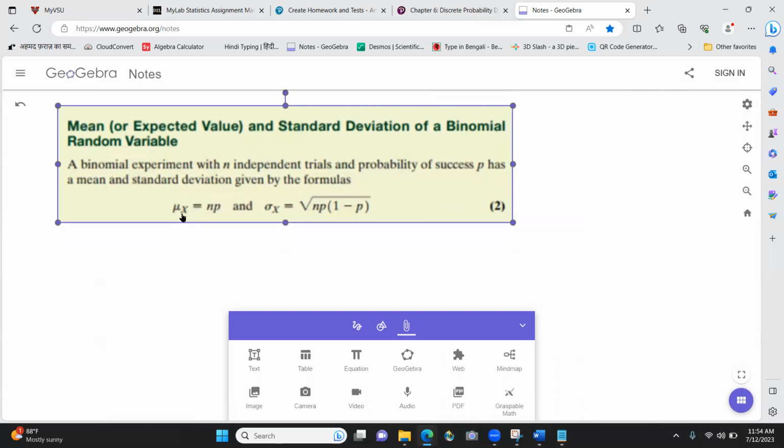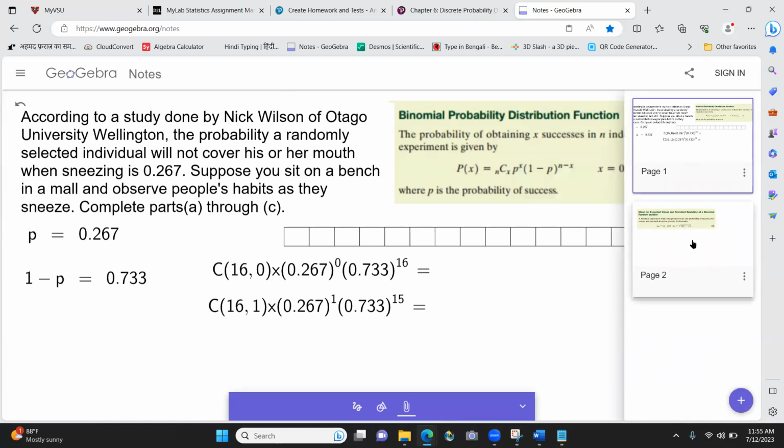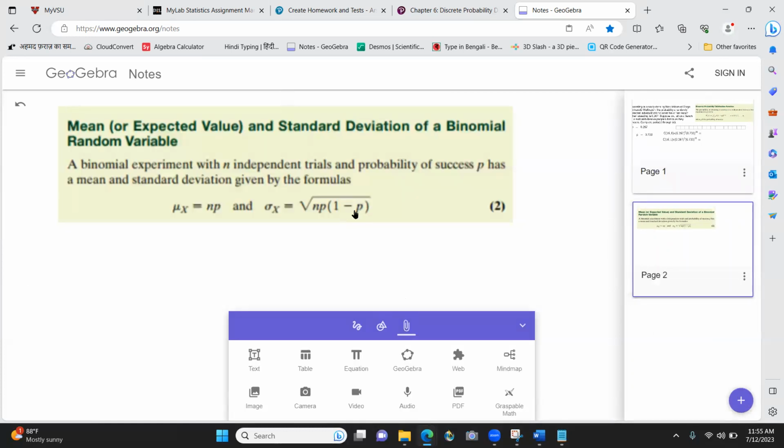You can find the mean mu x by n times p. N is the number of trials, p is the probability of success, and the standard deviation by using this formula, square root of n p times 1 minus p. In our previous example, n was 16, and the probability of success was 0.267, and 1 minus p is going to be 1 minus 0.267. So you can find this.